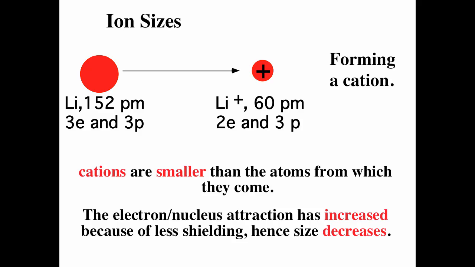Now we can also look at ions. And so if we take lithium and remove an electron, we form a lithium plus ion. And because we've removed an electron, we've reduced the amount of shielding between the electrons and nucleus.